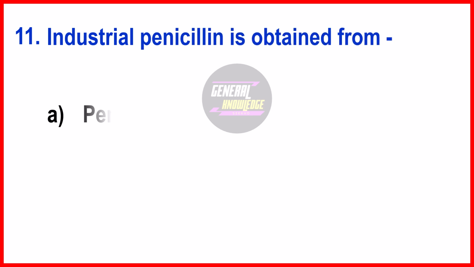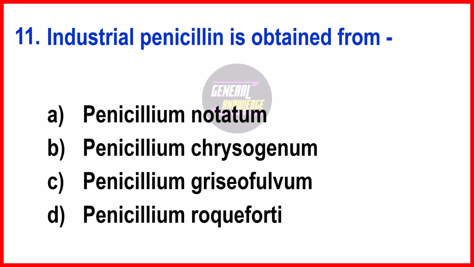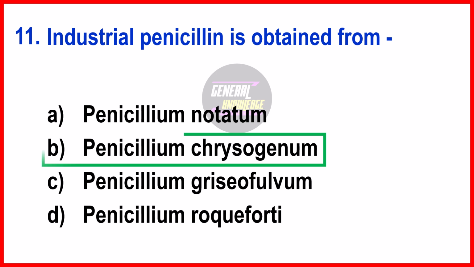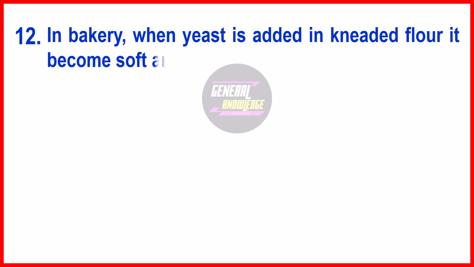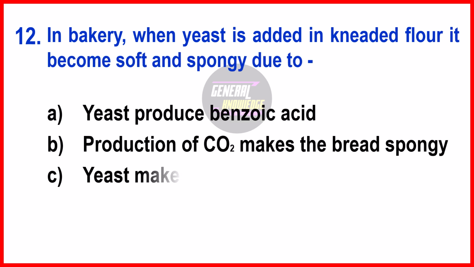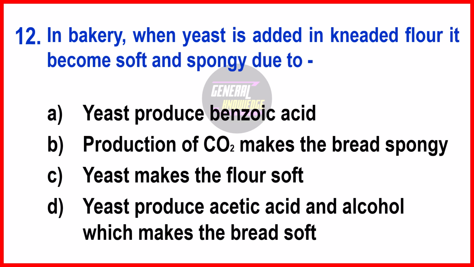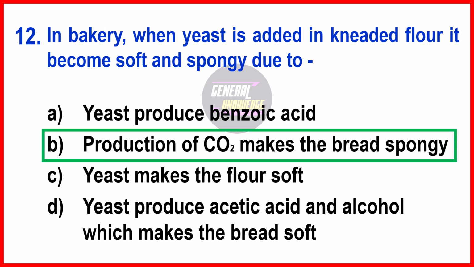Industrial penicillin is obtained from. The right answer is option B, Penicillium crassogenium. In bakery, when yeast is added in kneaded flour, it becomes soft and spongy due to. The right answer is option B, production of CO2 makes the bread spongy.